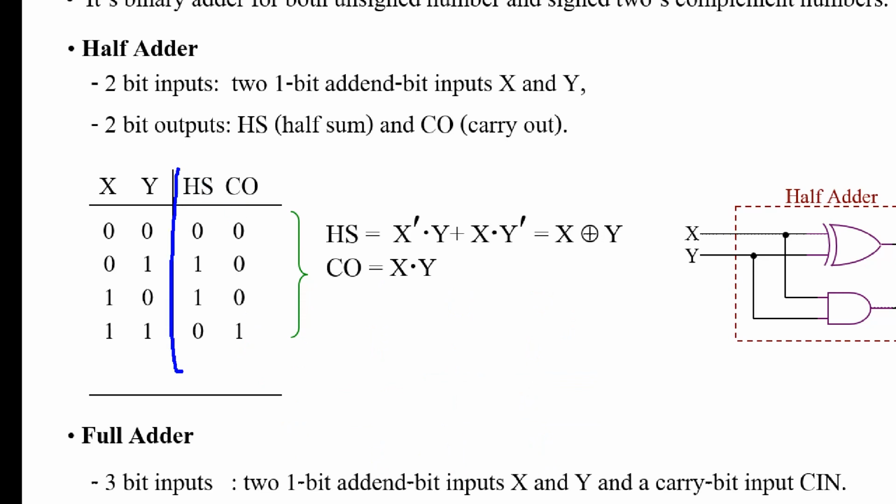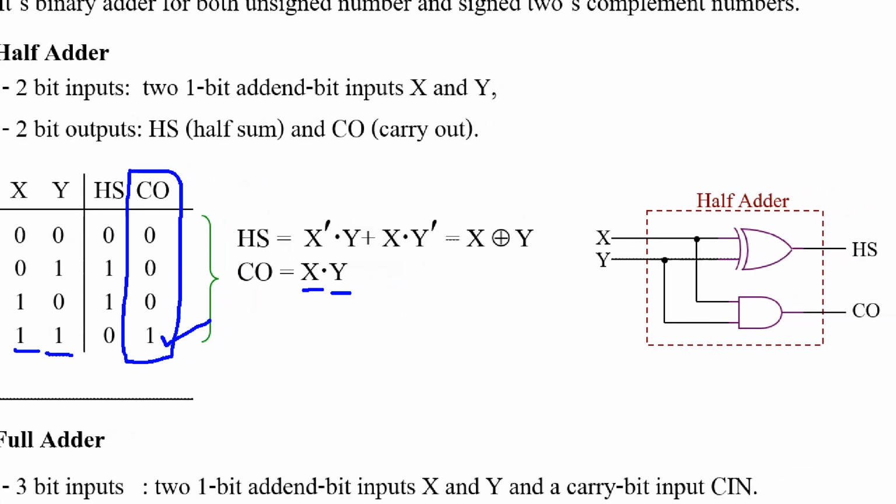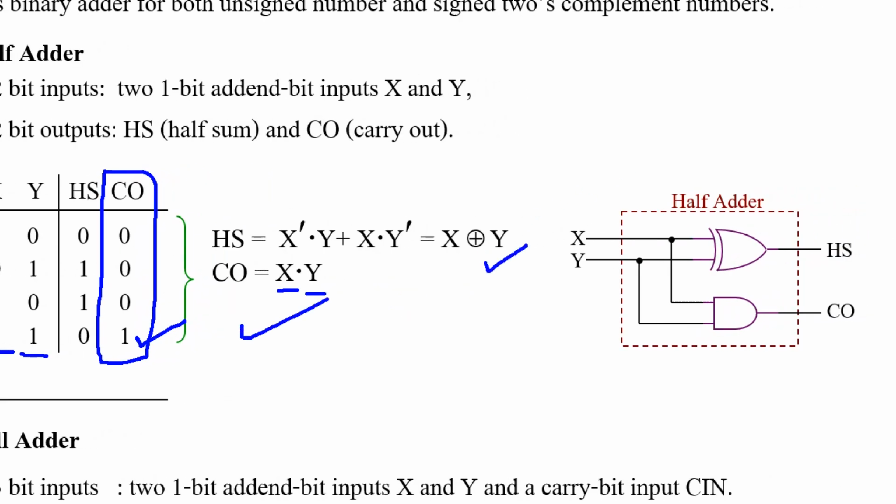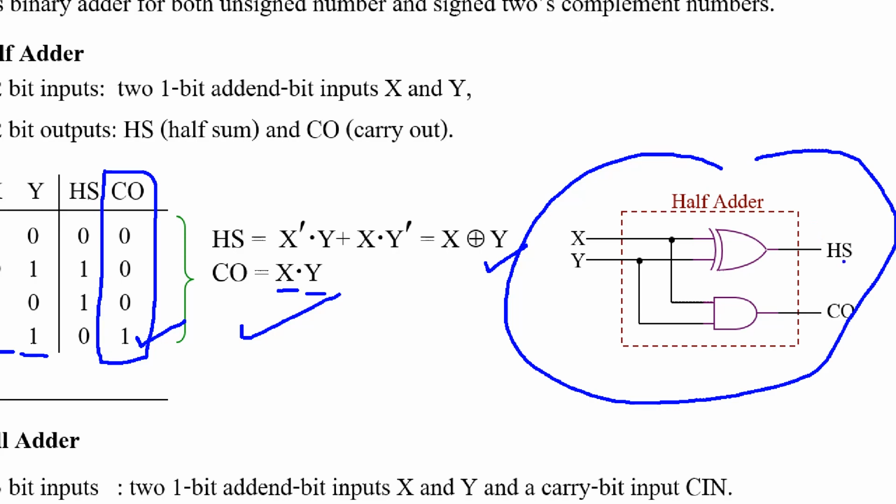So when you obtain this, you can write an equation for each output. For this one, obviously it's an XOR function, right? Because the half sum is 1 when x y is 0, 1 or 1, 0, so x prime y or x y prime is XOR. And the carry out is 1 when x y is 1, 1, so it's x and y. After that, when you get the output equations, you can write the circuit diagram for the half adder.